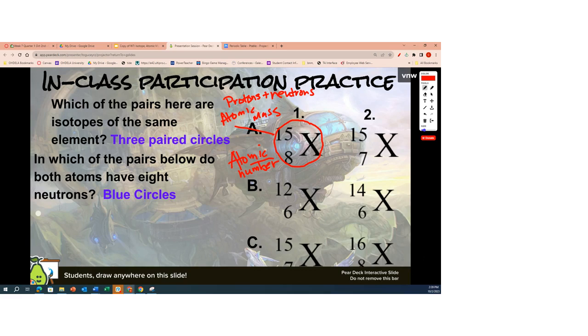Circle 15.8 and then circle another one. Tell me what that one is. 15.8 and what other one? You don't have to write the notes down here. Just circle this one and find another one that's the same. There's one more in there, just one more. Got to put another circle. Is it this one, 15.7, or is it 12.6, or 14.6, 15.7, or 16.8? Which one?